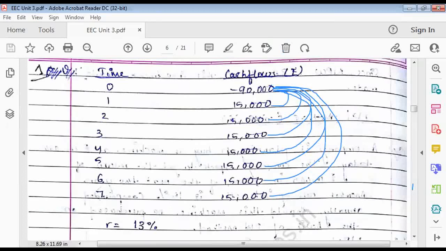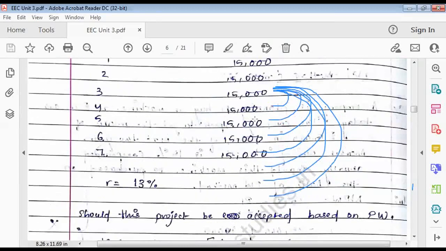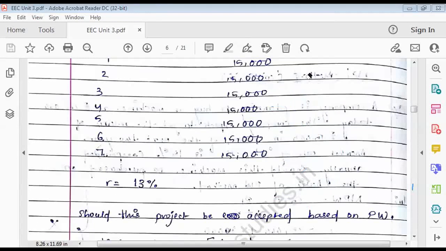Okay, so this is the shortcut formula. Let me wipe this out. So this is the shortcut formula.